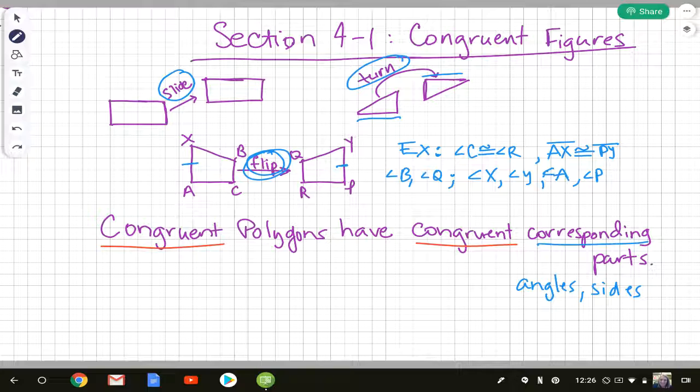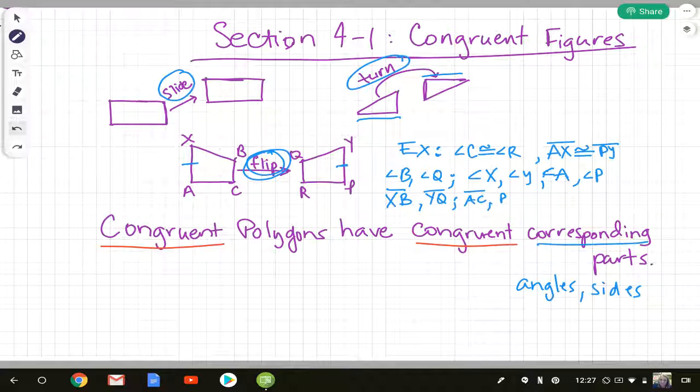Okay, so side XB would be corresponding to side YQ. Side AC would be corresponding to side PR. Oops, I wrote Q. And side BC would be corresponding to side QR.